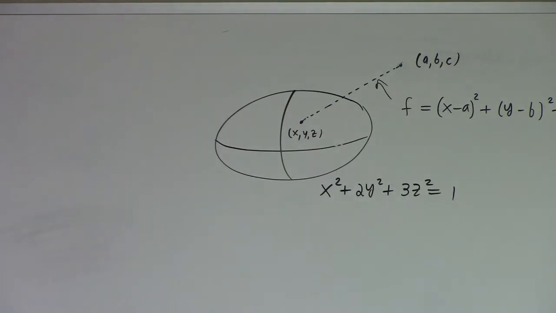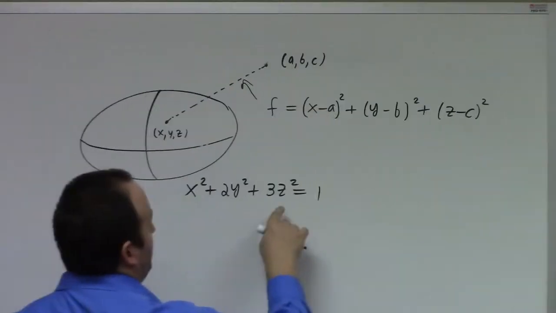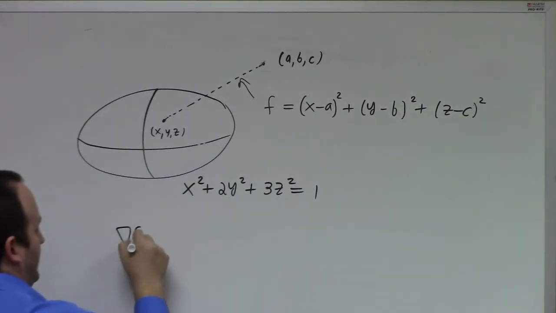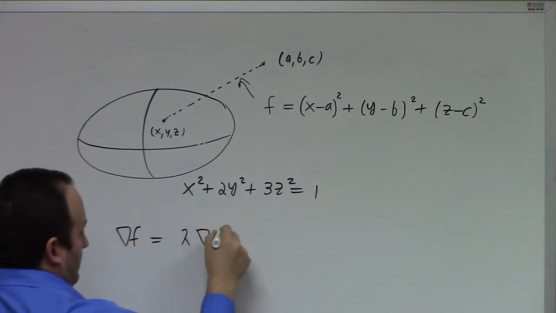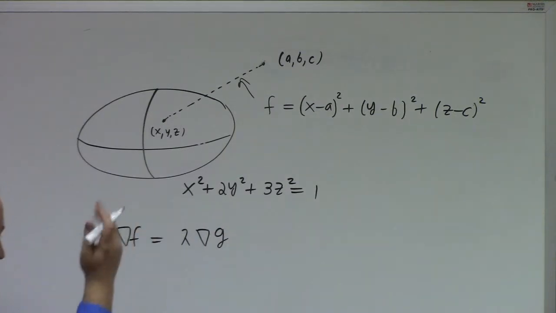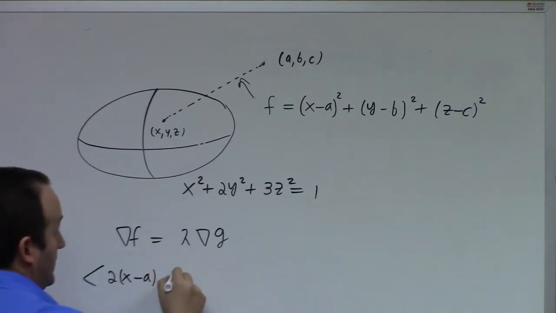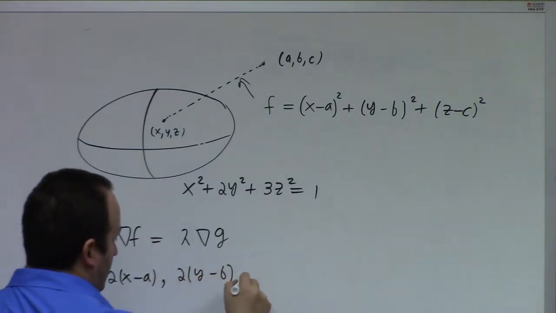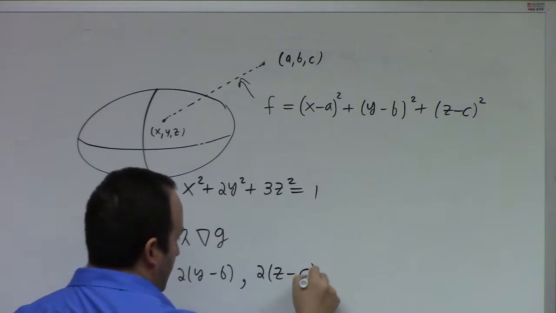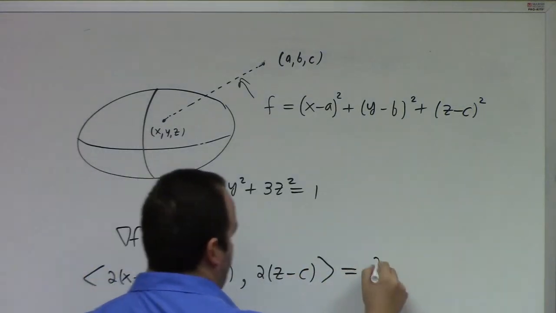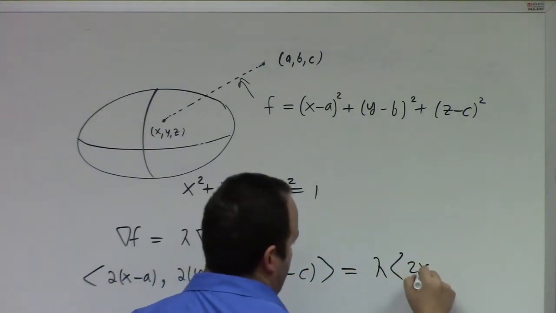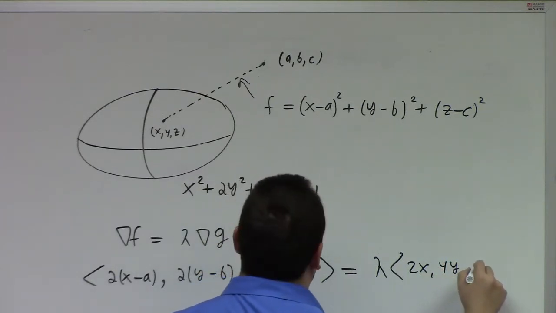Using that, it just comes out in algebra after that. So what we want is the gradient. I mean, the algebra can be hard. So we try to solve that, right? So we get 2 times x minus a, 2 times y minus b, 2 times z minus c, lambda times the gradient of g. Well, the gradient of g is 2x, 4y, 6z.